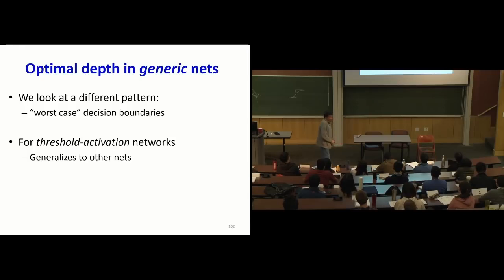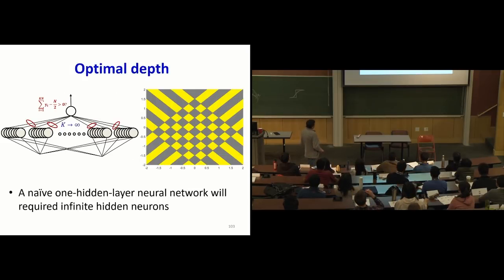But then let's look at the worst case scenario. Let's look at a few examples, right? We're going to still use threshold activation networks. Here is a network. Here is a decision boundary that I would like on 2-dimensional inputs. I want the output to be 1 in all the yellow regions. I want the output to be 0 in all the gray regions. If I do this with only one hidden layer, if I do this naively, as we just saw, I would need infinite neurons, right? Naively.